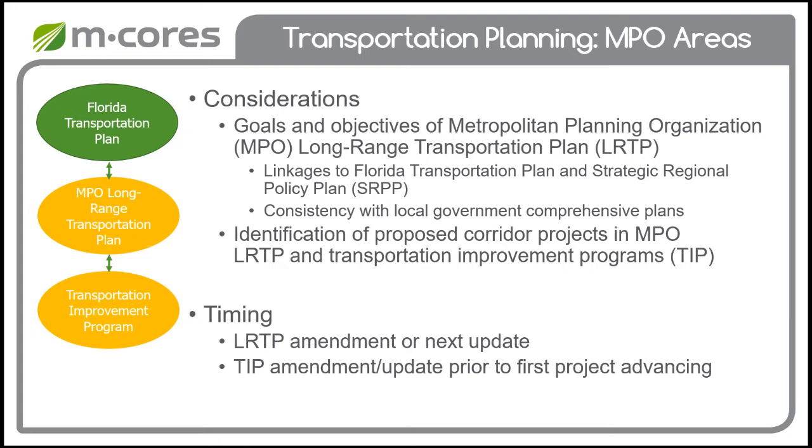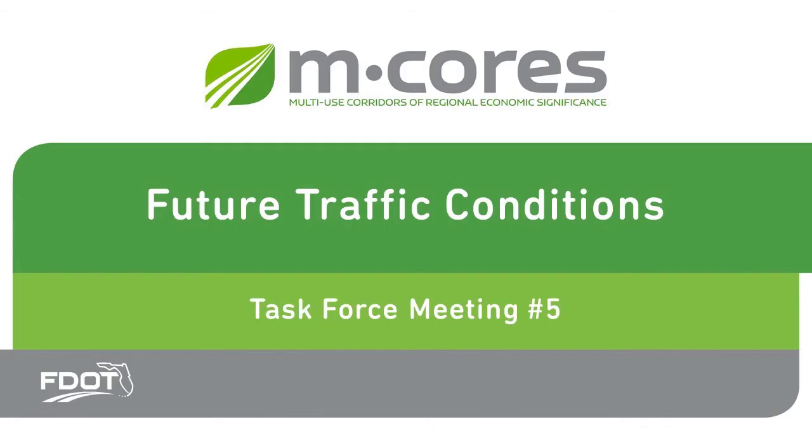The timing is generally a part of an amendment or the next major update. As with the comprehensive plans, this can be a two-step process. It could begin with a general discussion in the LRTP to recognize early planning for a corridor, which eventually would become specific project information in the cost feasible plan and the transportation improvement program.